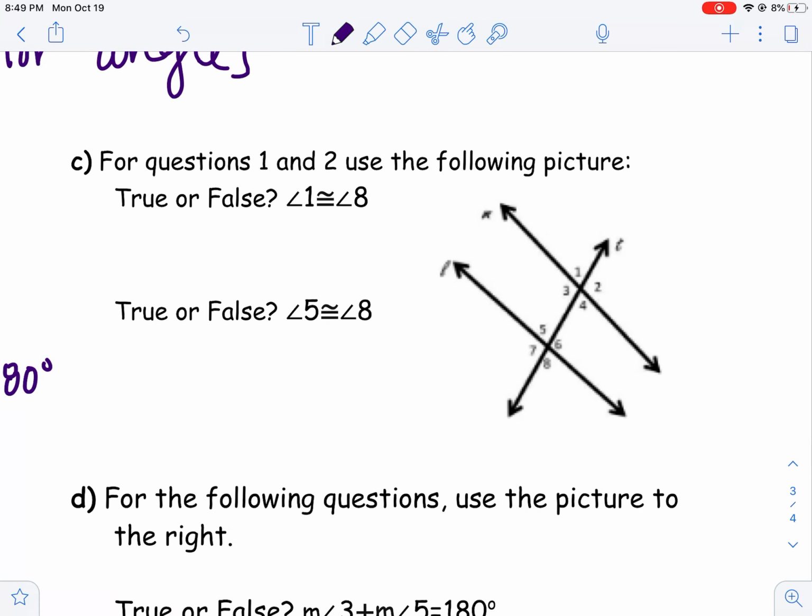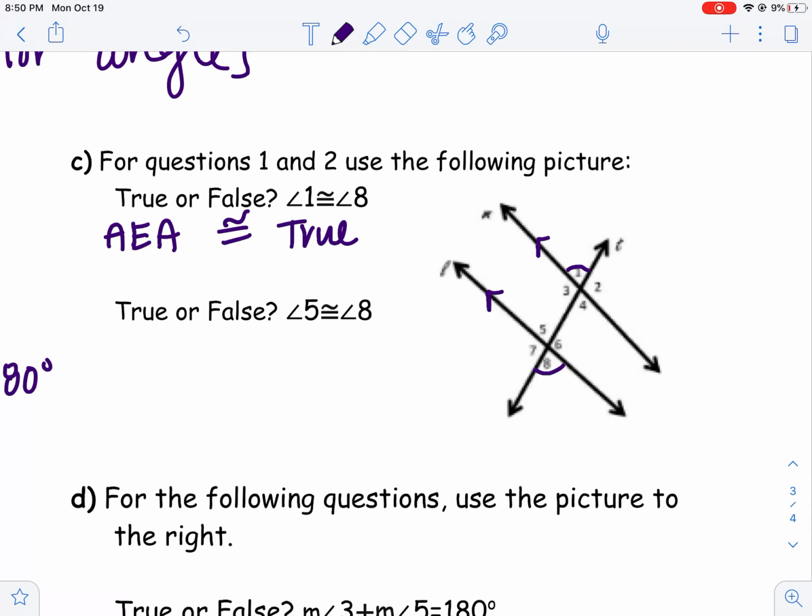Then for C, we're going to look at questions 1 and 2 and determine if we think they are true or false. So angle 1 is congruent to angle 8. Do we think this is true or false? Let's assume these are parallel, okay? Not assume, let's make them parallel by adding those arrows. So I have alternate exterior angles. They're on the outside of those two parallel lines, on opposite sides of the transversal. So they are alternate exterior angles, therefore they are congruent, okay?